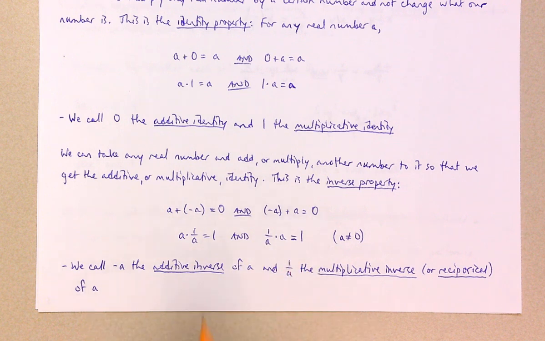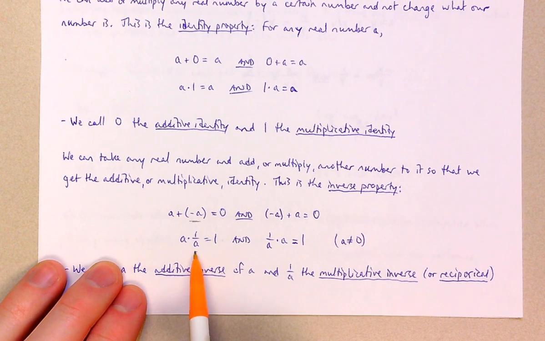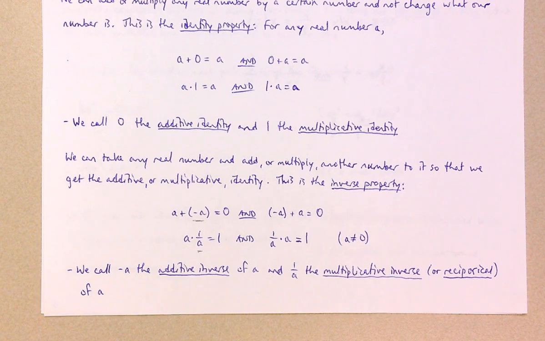And we have names for these things here, this minus a and this 1 over a. We call minus a the additive inverse of a, and we call 1 over a the multiplicative inverse, also known as the reciprocal of a. We saw the additive inverse a couple videos back, and in the previous video we talked about the reciprocal of a fraction, but we can generalize that to any real number whatsoever, so long as it's not 0.